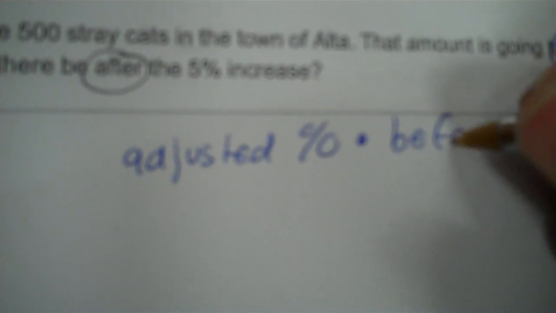The amount is going to increase by 5%. How many cats will there be after the 5% increase? Now, you don't want to make the table that we've been working on because the percent doesn't say "of." It says increase. When you're dealing with a percent increase or decrease, this is what you want to set up. You write adjusted percent times before equals after.